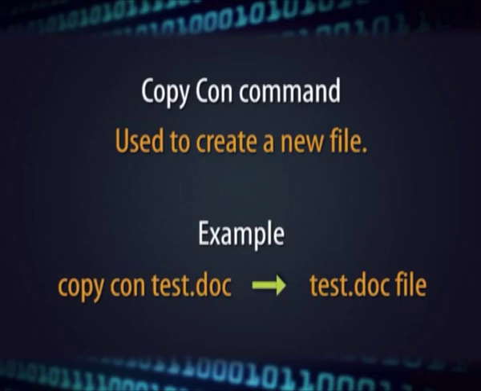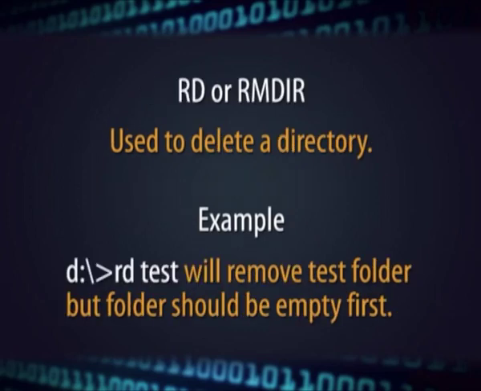The copy con command is used to create a new file, that is copy con file name. For example, copy con test.doc will create the test.doc file. rd or rmdir command is used to delete a directory. Type rd directory name. For example, d:/ prompt rd space test will remove the test folder, but the folder should be empty first.